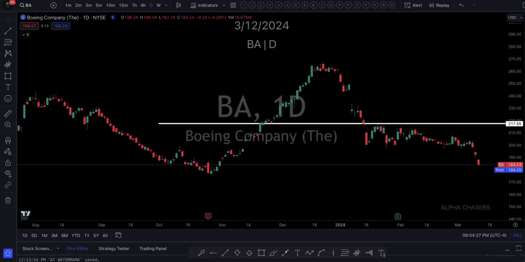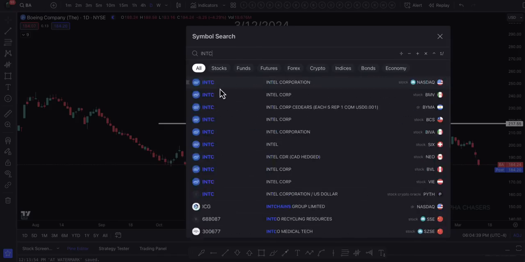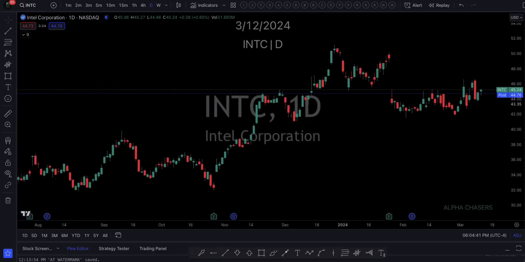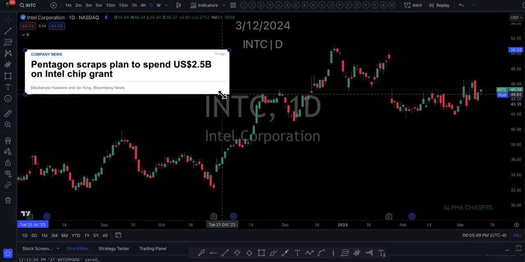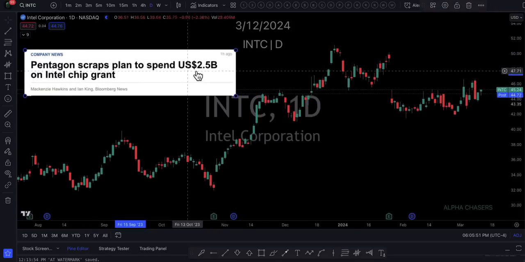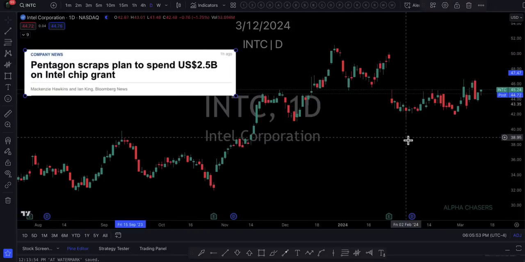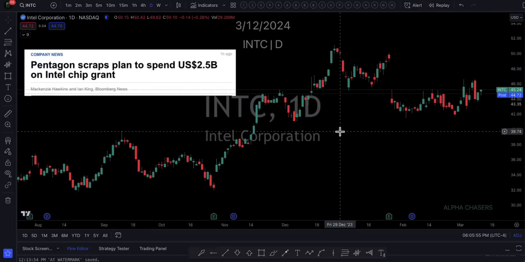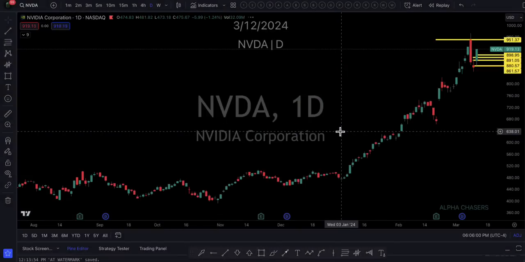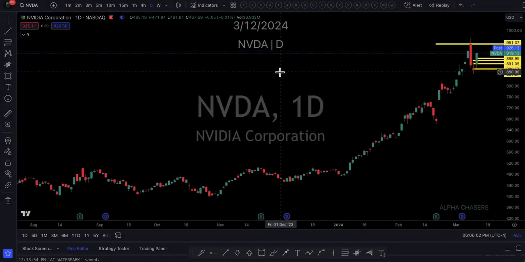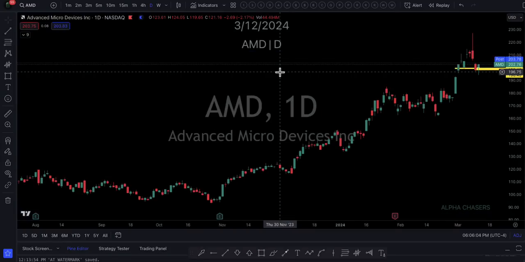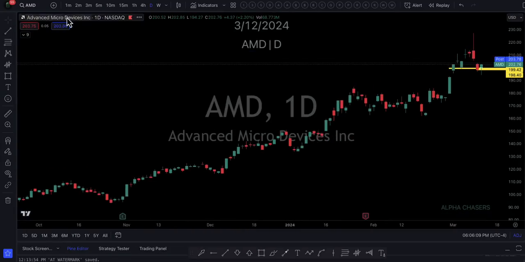Now, the other one that's interesting that's happening this evening that you should be aware of, again, is Intel. And this news, I'm surprised, is not hurting the stock as much because, quite frankly, it should. Now, what you have is Intel: Pentagon scraps plans to spend $2.5 billion in Intel on a grant. Now, this should really be hurting the stock. After hours, we're seeing NVDA up about $8. AMD's continuing to rally up another $1, which is really, you know, this was just a fascinating trade today.